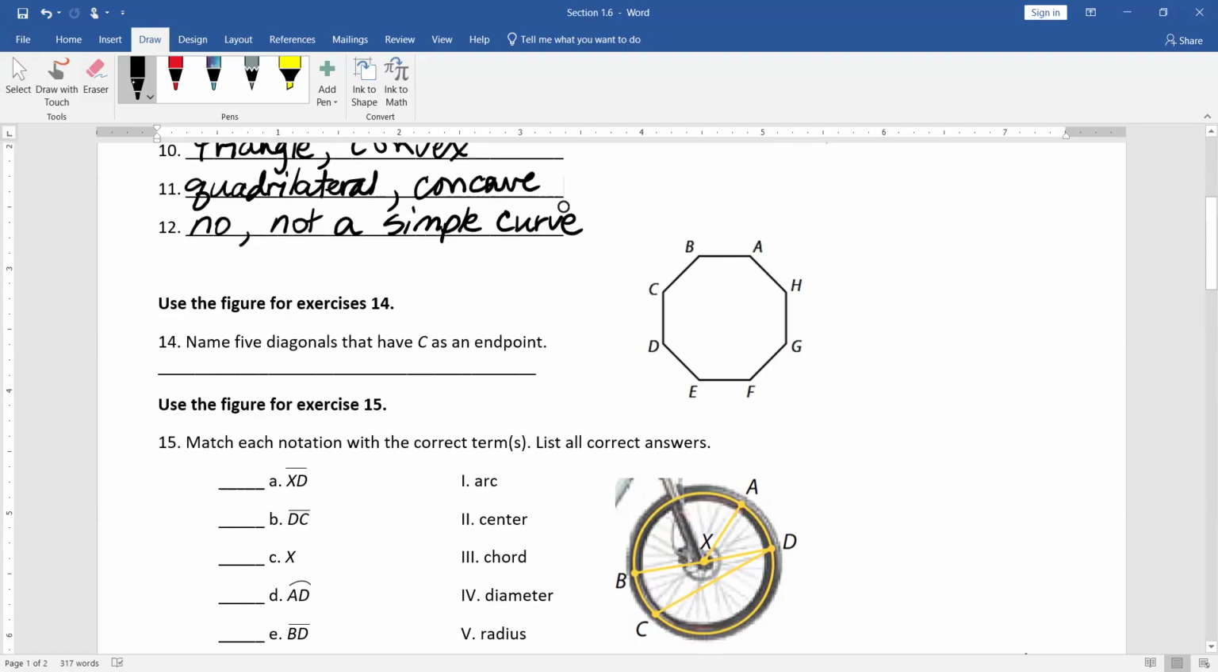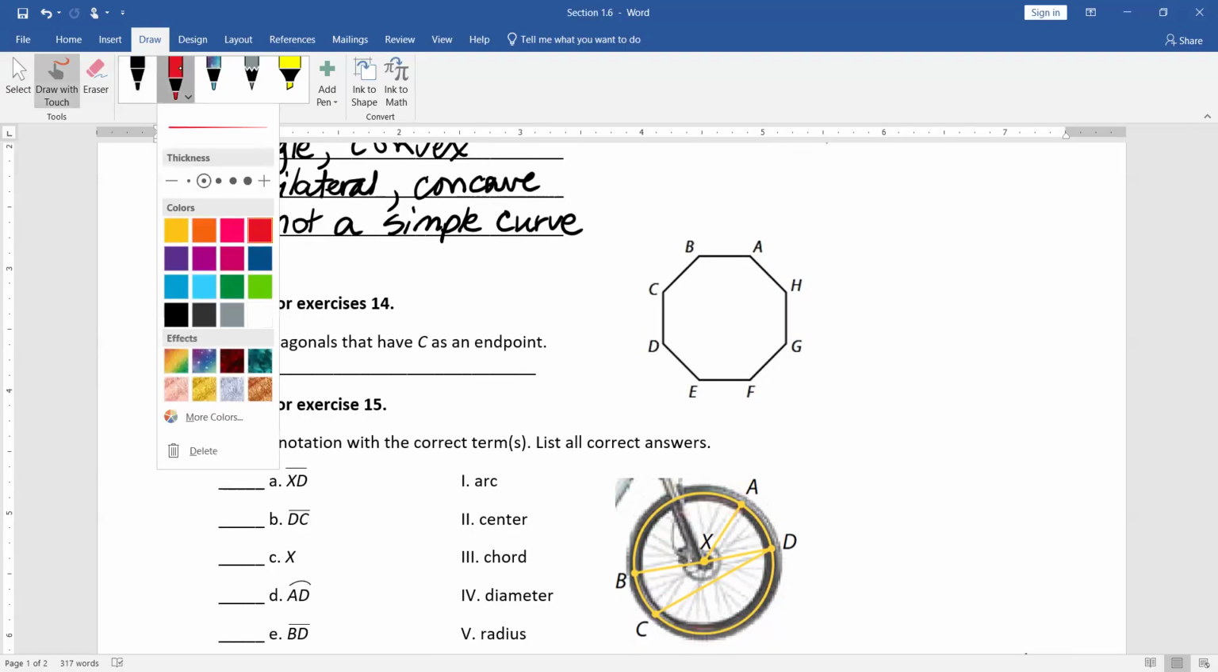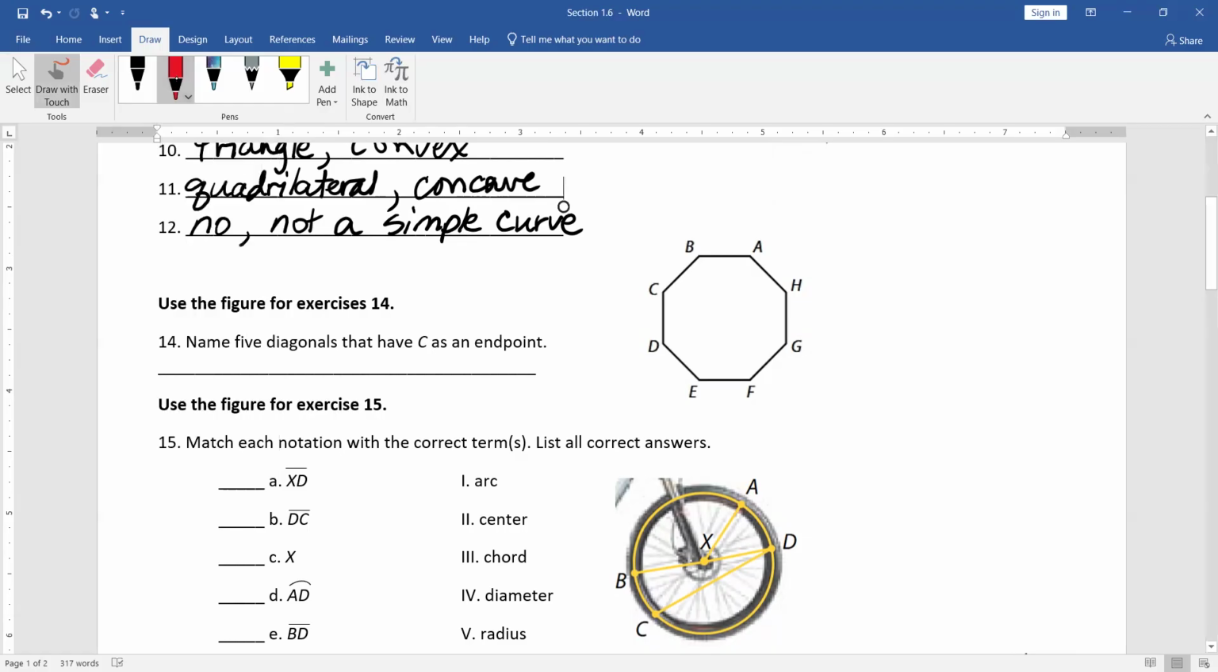Number 4, name 5 diagonals that have C as an endpoint. I'm going to show these, and I will name the first one just so you can see the name notation, but you should be able to do these no problem. Diagonals start at point C, and they are any non-adjacent vertex. Any line segment whose endpoints are C and another non-adjacent vertex. So we would say that's CA, CH, CG, CF, and CE.